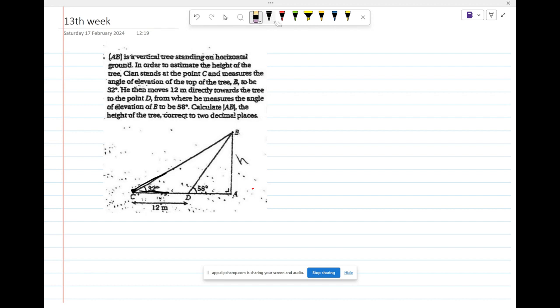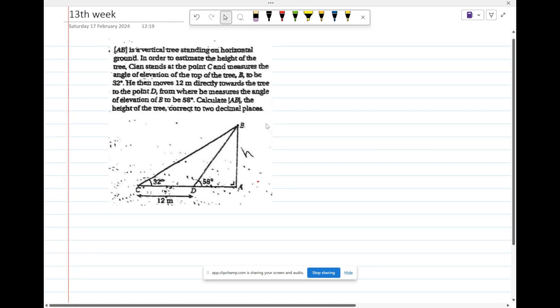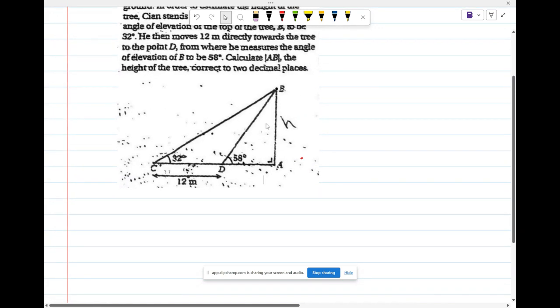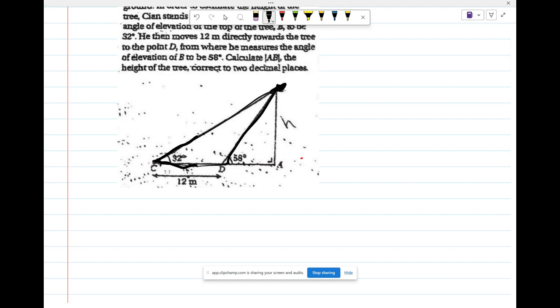So this is something you could do in real life, and that's what people do as well. Surveyors and that kind of thing. If they want to see how tall a mountain is, how tall a building is, they'll just point some kind of telescope or binoculars up to the top of it, measure the angle, then move closer, look to the top of it, and because of this change in angle, they can figure out the height.